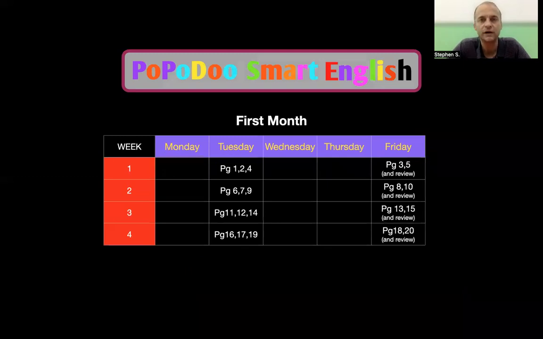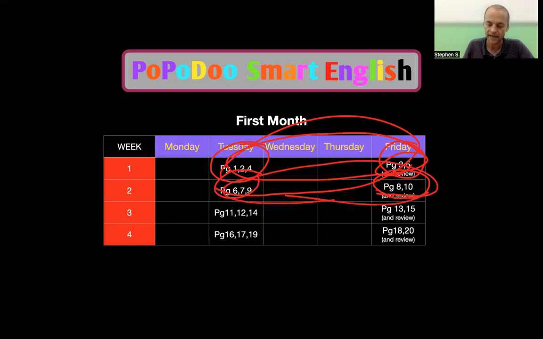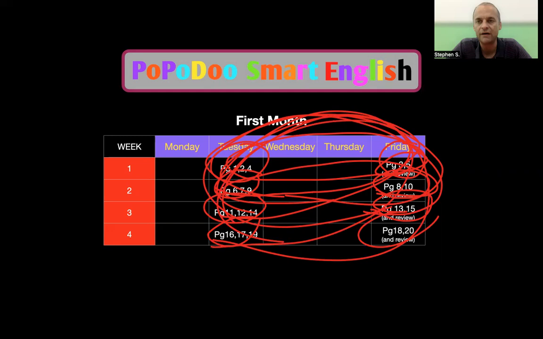That's not only for the first month, but for every single month. We will teach page 1, 2, and 4 on the Tuesday, and we teach page 3 and 5 on the Friday, and we review. So that means we're reviewing page 1, 2, 4. In the following week, we'll teach page 6, 7, 9, but we will also review what's gone before. And then we will teach page 8 and 10. We will review this as well as this. Teach, review, teach, review. Of course, you got it. Teach, review. That is your spiral method of teaching.